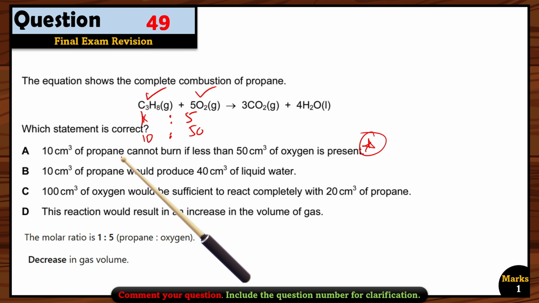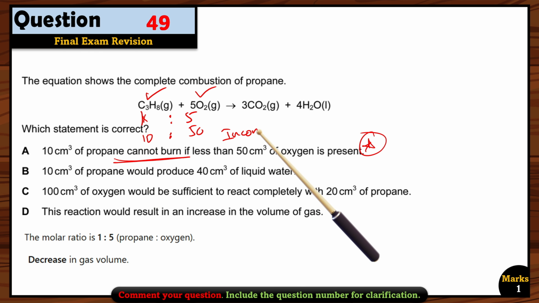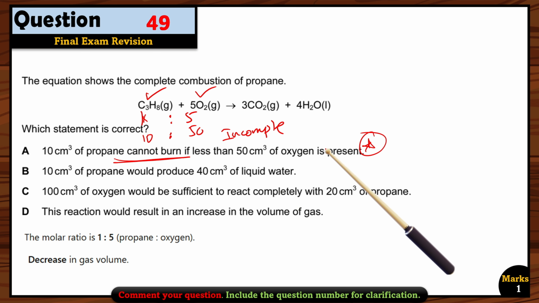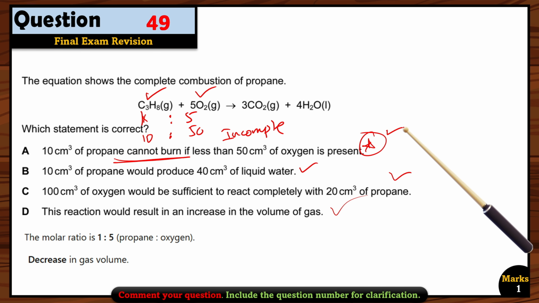But the thing is, they say cannot burn. That is wrong. It will burn, but it will be incomplete combustion. If they say that 10 centimeter cube of propane will be incompletely burned if less than 50 centimeter cube of oxygen is present, then that's right. But they are saying that it cannot burn. It means there will be no burning. That's wrong, okay? But still, if you cannot find any option right here, you can consider this option as the right option. But we will see one by one all of them.